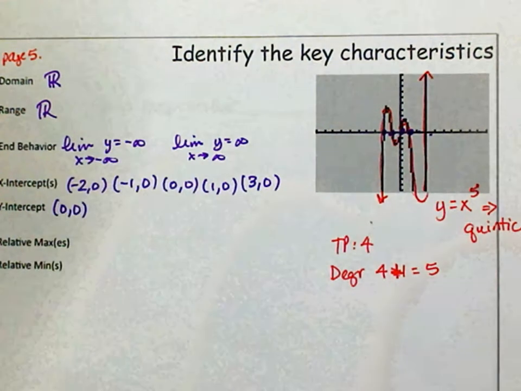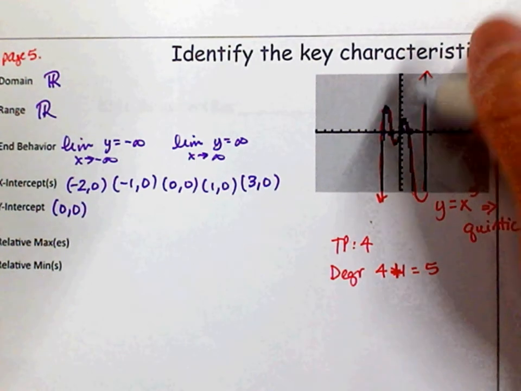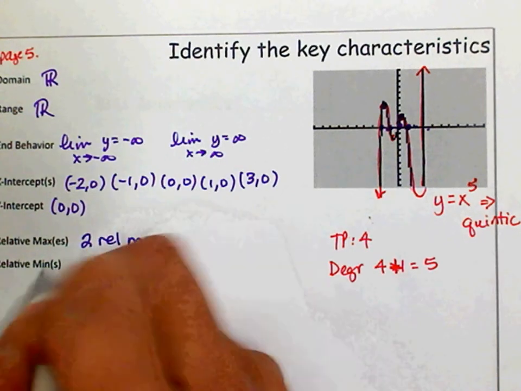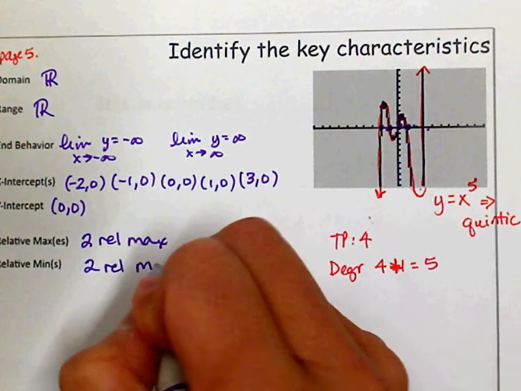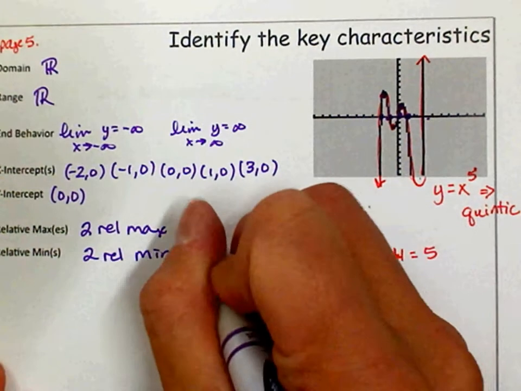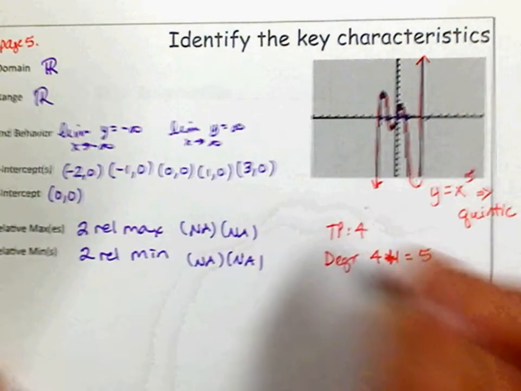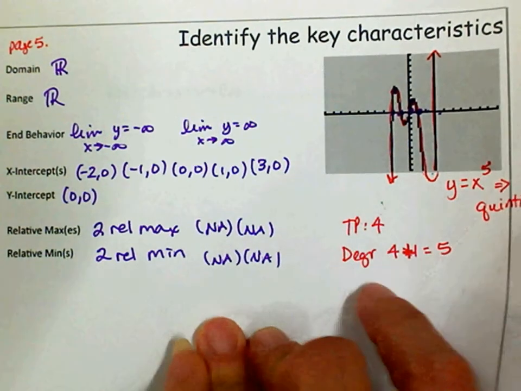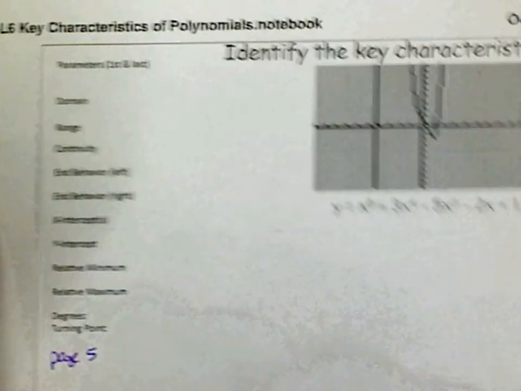Relative max, there's 1 and there's 2, okay? So I don't quite know what that is, so just write 2 relative max. Minimum, don't quite know either, so 1, 2. So just write 2 relative minimum. That tells me you know 2 of them. 1, 2. 1, 2. We don't know, so we're just going to write NA. All right, so I just want you guys to at least tell me what they are. Okay, now, page 5. Yeah, thank you. Okay, I'm going to come back to page 5 in a little bit.